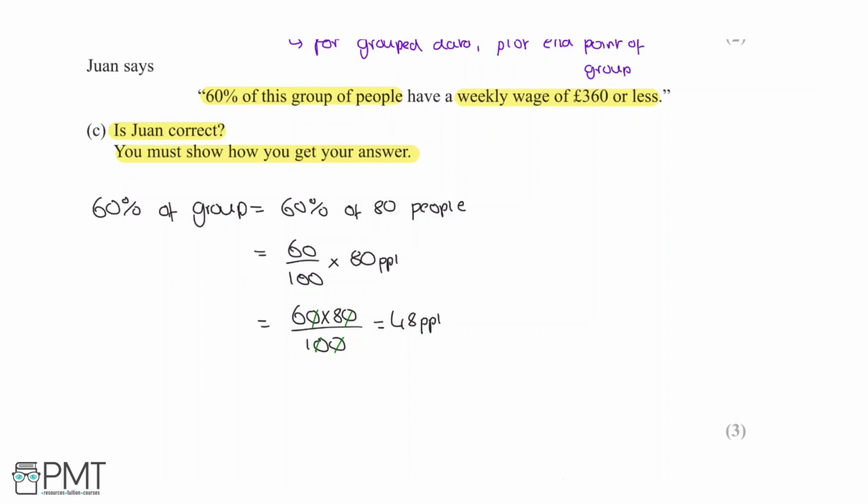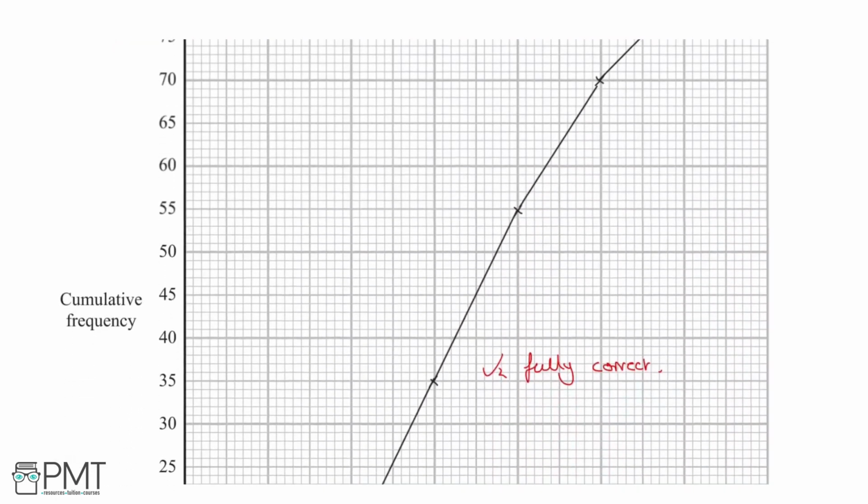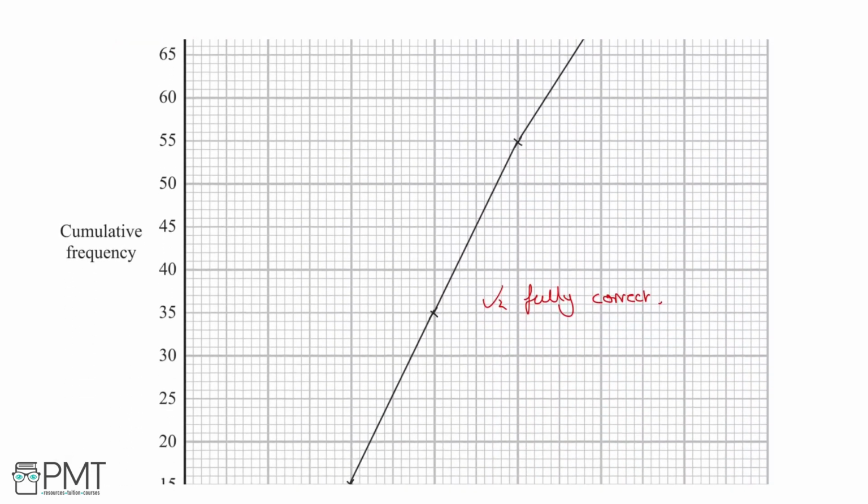We are left with 48 people. What we're going to do now is read from our graph where 48 people is and see what wage corresponds to it. So let's go to our graph and look at where we can find 48 people. This is going up in 1, 2, 3. So 45, 46, 47, 48. It is going to be this line across here. I've done that a bit too high. There we go. We're looking at around this point here.